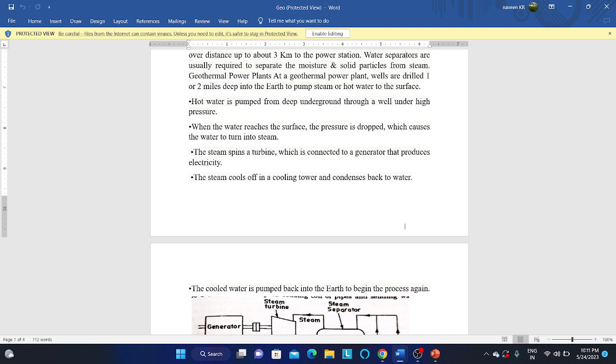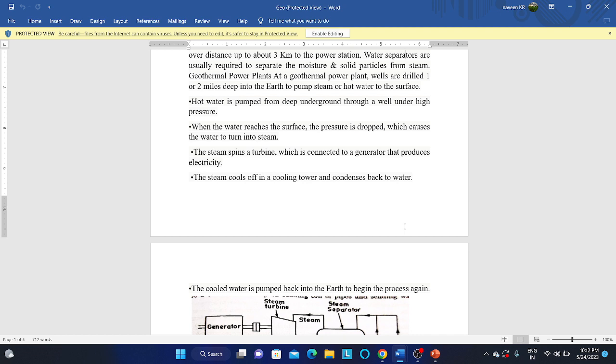At first, hot water is pumped from deep underground through a well under high pressure. When the water from underground reaches the surface, the pressure is dropped completely, which causes the water to turn into steam. That steam spins the turbine, and the turbine is connected to the generator. This is an all interlinked process. The steam which is converted from the hot water spins the turbine, and the turbine is connected to the generator that produces electricity.